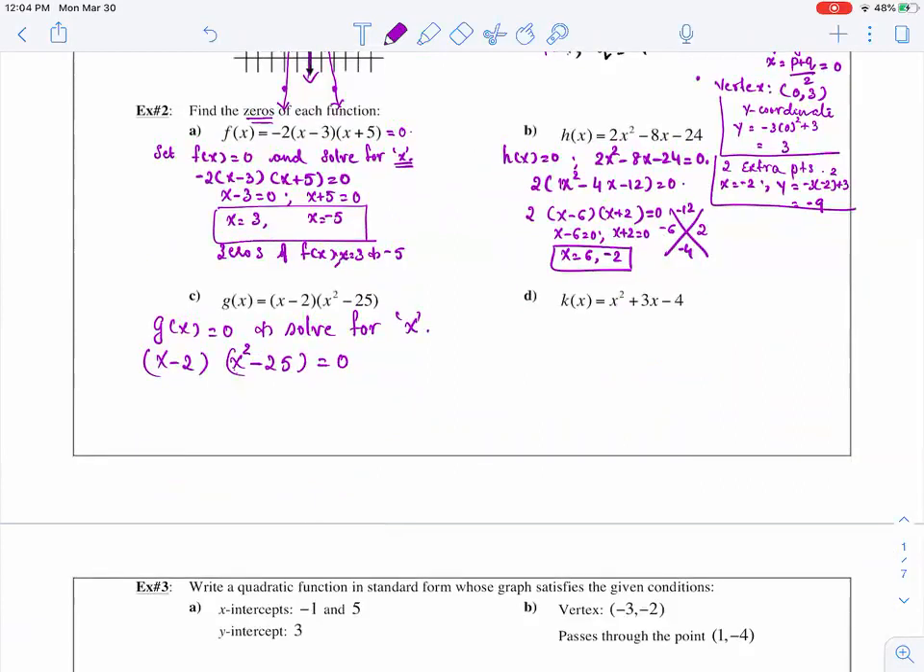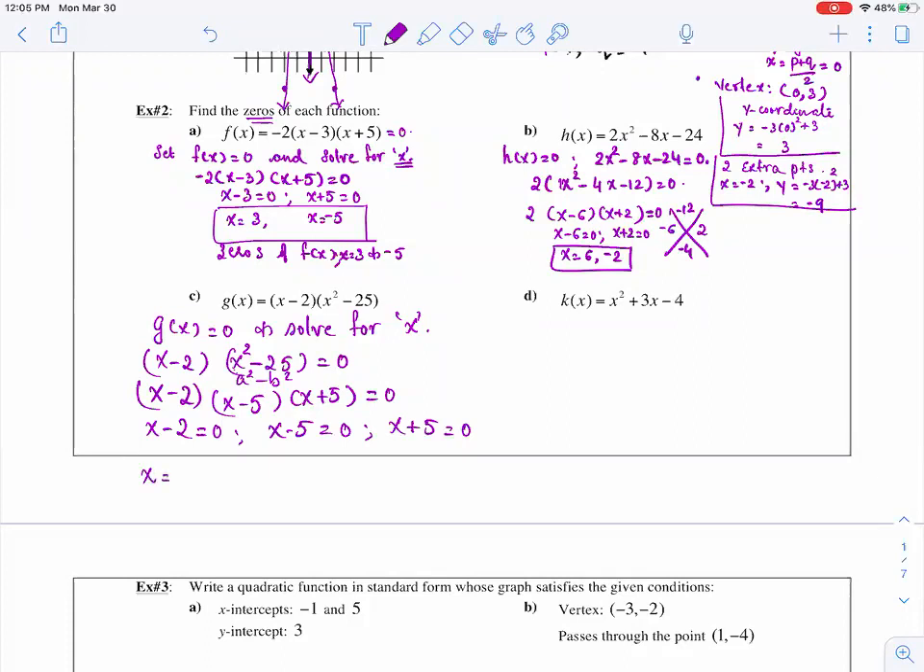Very good. So this is going to be x minus 2. This is in the form a squared minus b squared, difference of two squares. So that's going to be x minus 5 and x plus 5 equal to 0. Now we are going to use the zero product property, which means take each of the factors and set that equal to 0. You take each of the three factors, set that equal to 0, and you will get the answer.